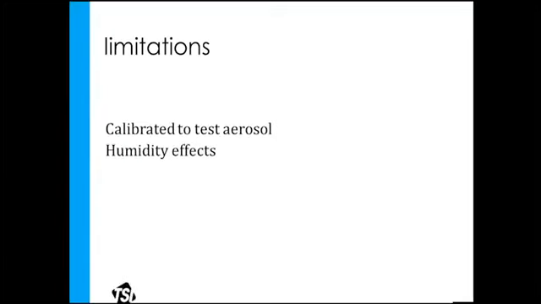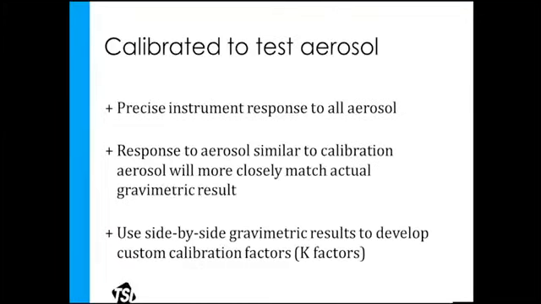Humidity changes things a little bit. And sometimes the optics can get contaminated, and then the instrument is not going to work. So that test aerosol, as we mentioned, it's very precise. That instrument responds the same way to that same light scattering every time. It's going to measure the same way every time. The closer your actual aerosol is to the calibration aerosol, the closer you're going to match your gravimetric results.